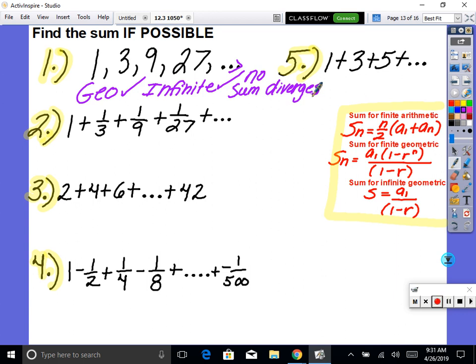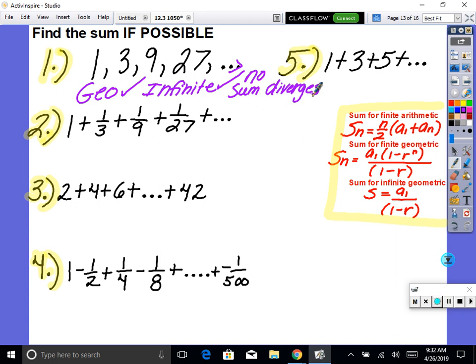That's what you need to write from here on out. If there's not a sum, it diverges. Does that make sense? Okay, let's go on to example number 2. I'd write that down for myself. 1 plus a third plus a ninth plus a 27th plus dot, dot, dot.